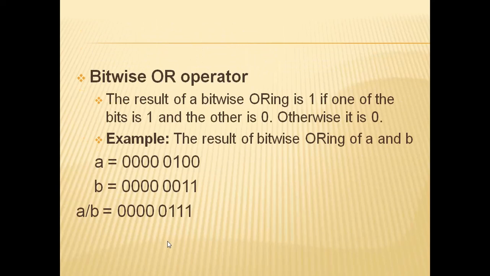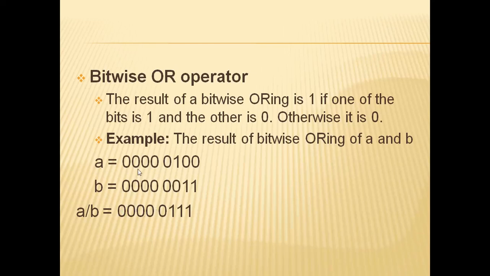Okay, so next we see the bitwise OR. In the case of bitwise OR, the result of bitwise ORing is 1 if one of the bits is 1. If any one of the bits is 1 in these two, then the result is 1. Otherwise it is 0. See, in this case it is 0, this is 0, this is 0, this is 0.